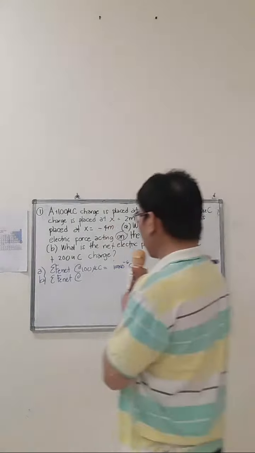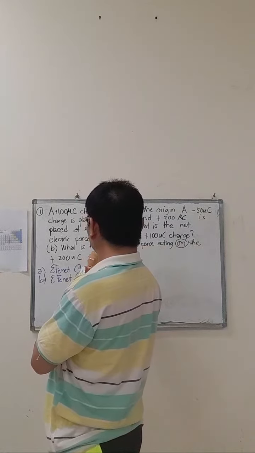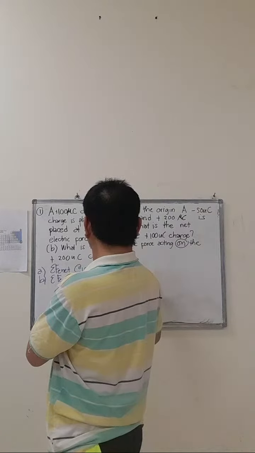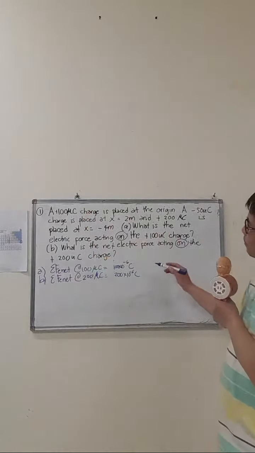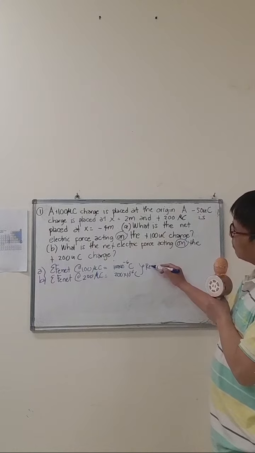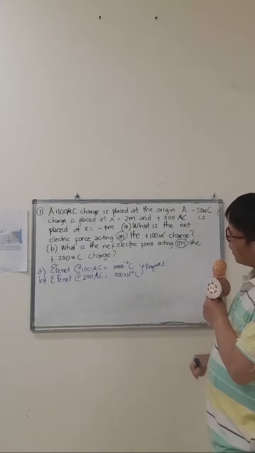Okay? When the positive 200 microcoulomb, it's going to be 200 times 10 to the negative 6 coulomb. Okay, these are all the required or what are being asked in the problem. You have to answer A and B.